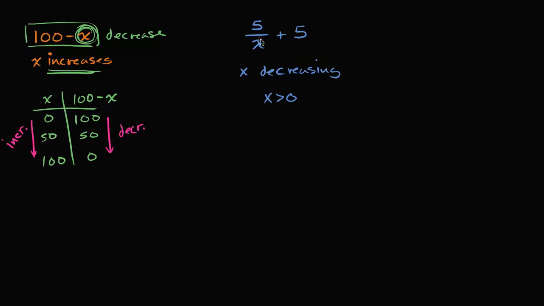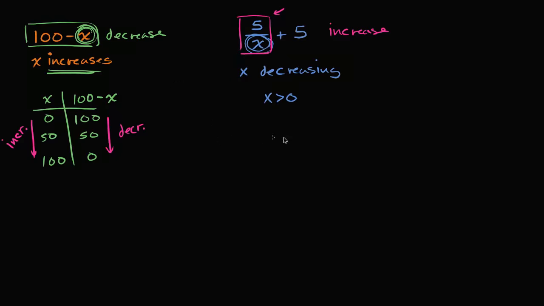Well, let's think about that. We are going to be dividing by smaller and smaller positive values. So if you're dividing by smaller positive values, this thing is going to get larger. This entire expression is going to get larger as you divide by smaller and smaller positive values. So if that expression gets larger, then you're just adding 5 to it. The whole thing is going to increase as x decreases while staying positive.